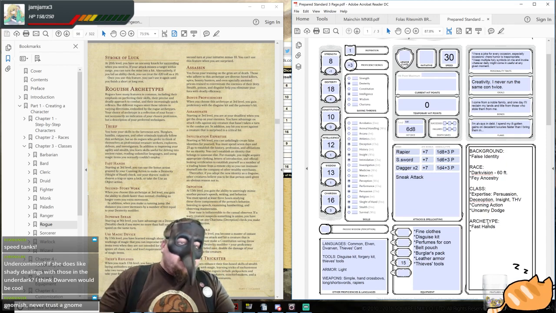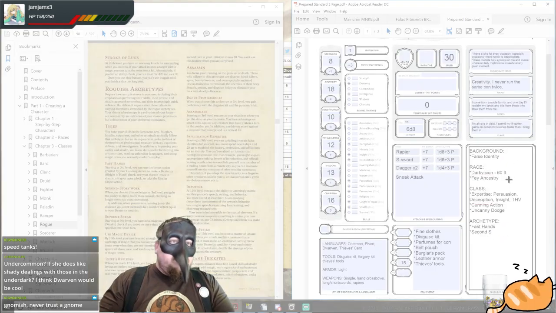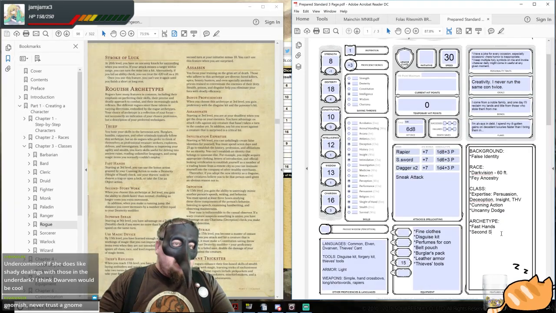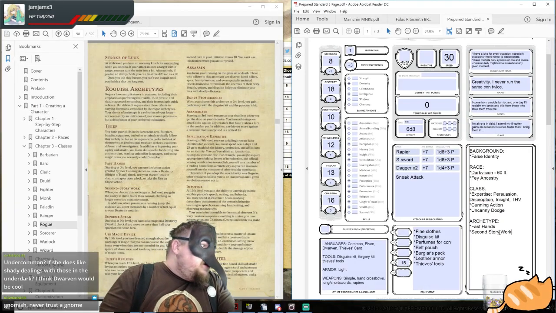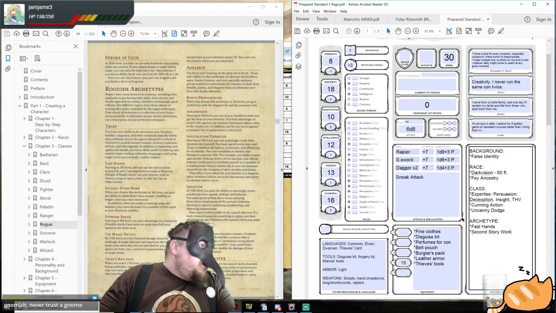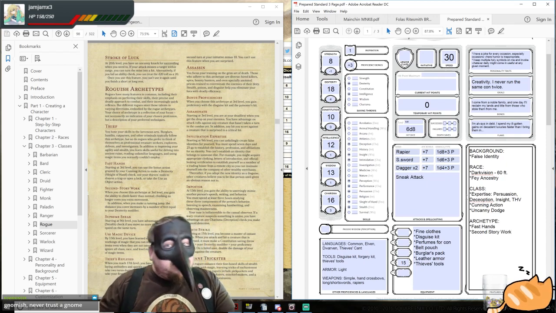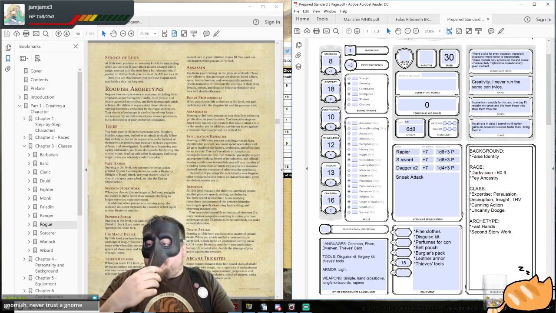And we also get some Second-Story Work. Whoops. Uh-oh, did I fat finger something? I think I did. There we go. Alright, we can climb faster than normal. Climbing no longer costs extra movement, and in addition, when you make a running jump, the distance you cover increases by a number of feet equal to your Dexterity modifier, which is going to be good because her strength isn't up there. A gnomish, never trust a gnome.